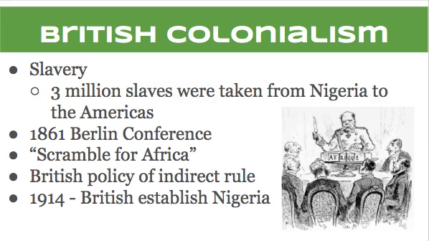Everyone in Nigeria studies English in school, and if two Nigerians from different parts of the country meet, they are most likely to speak to each other in English. In 1914, the UK establishes Nigeria.